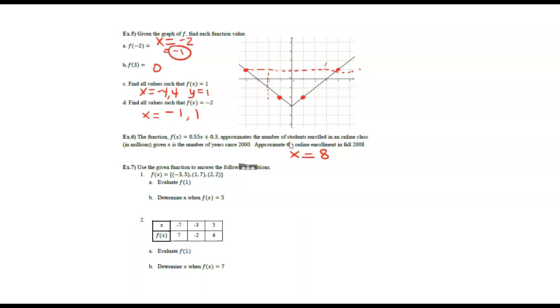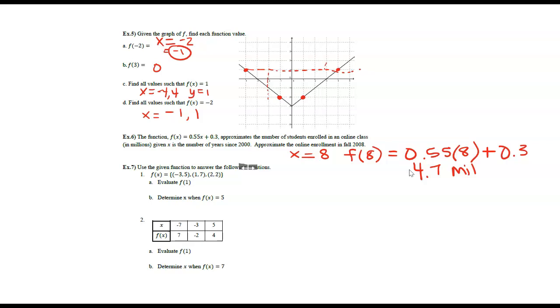Now that we have x equals 8, we're trying to find the enrollment, so we plug 8 in for x. We will have f of 8 equals 0.55 times 8 plus 0.3, which equals 4.7. If you do order of operations, notice it's in millions, so it would be 4.7 million.